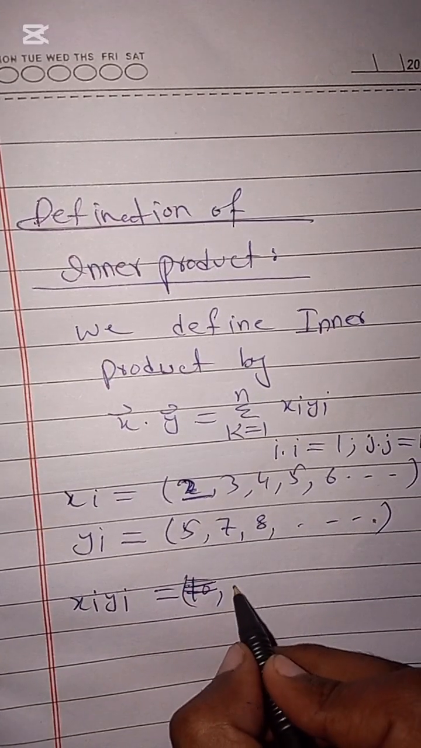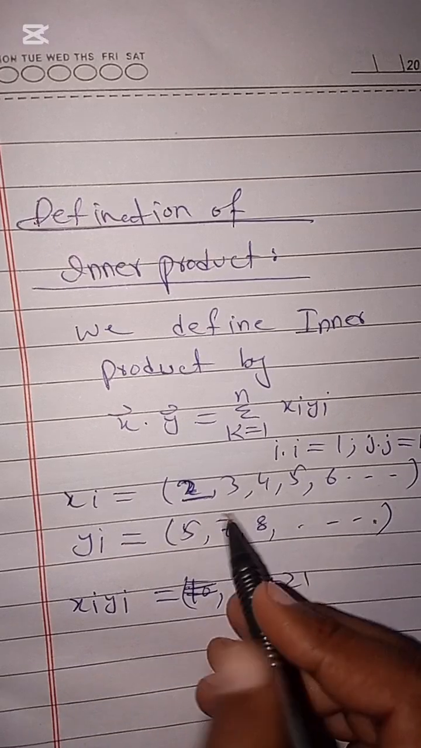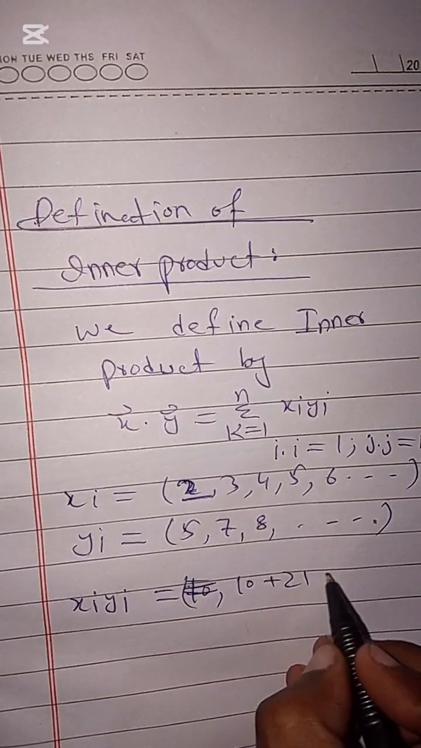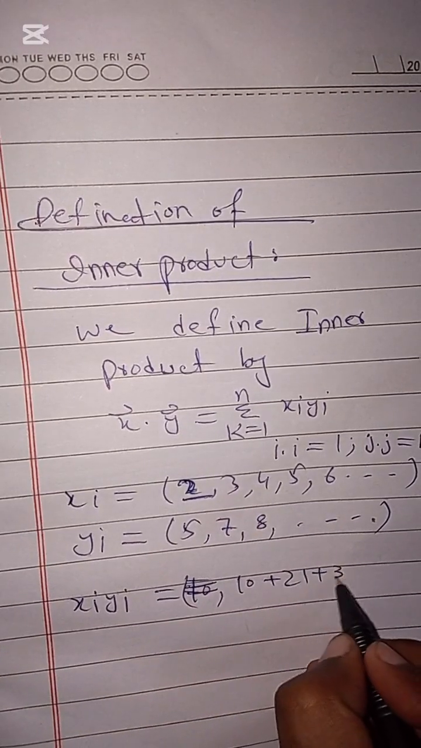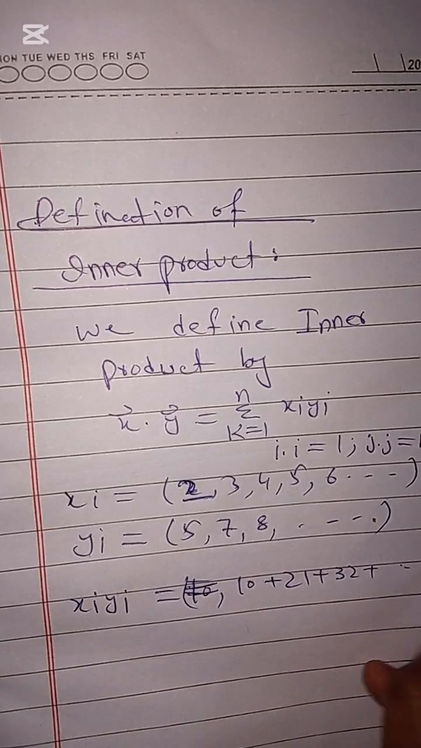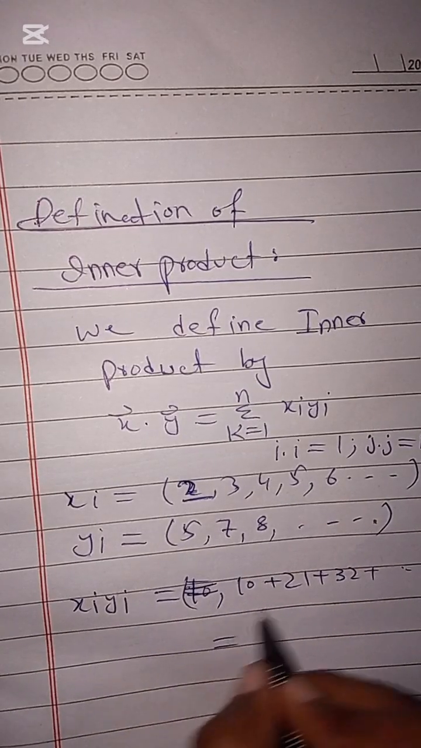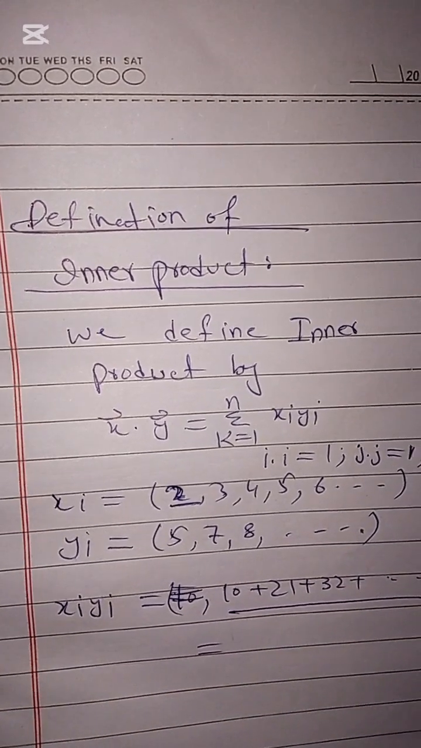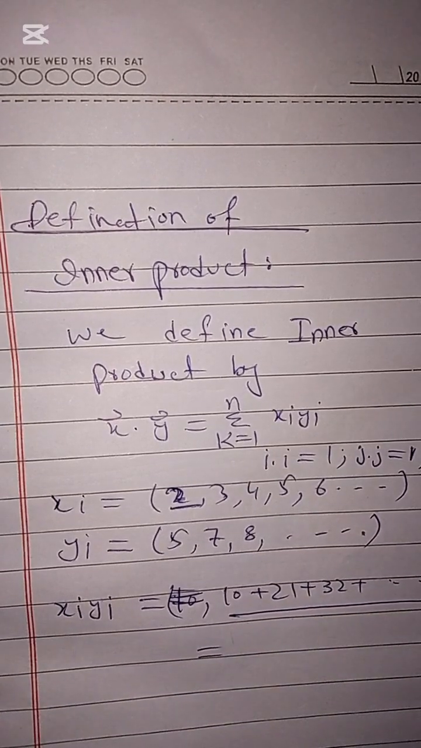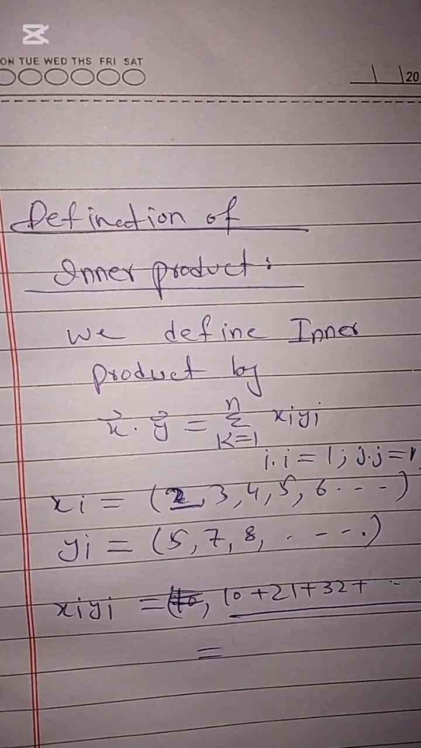Sorry, it will be 10 plus 21, since 3 times 7 is 21, plus 4 times 8 is 32, and so on. You will keep adding and you will get a scalar number as a result of that. I hope you have understood the scalar product.